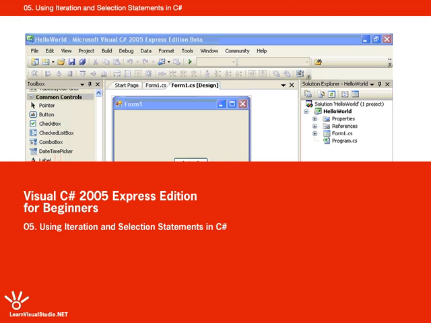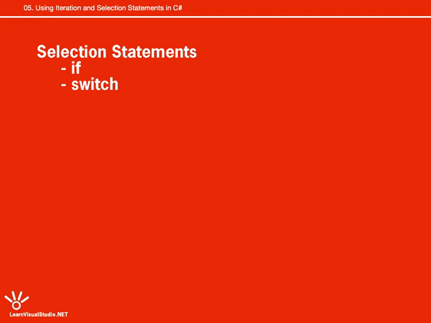In this video, we'll add some more programming constructs that'll make our code a lot more interesting. First of all, we're going to talk about selection statements, and these will allow us to change or branch the code's execution based on the evaluation of an expression. There are two C# selection statements that we'll look at today, the if statement and the switch statement.